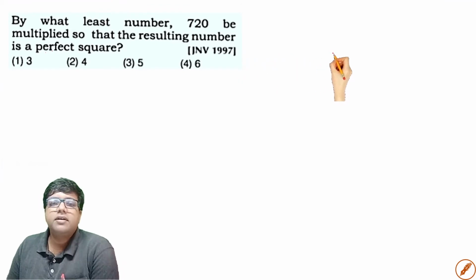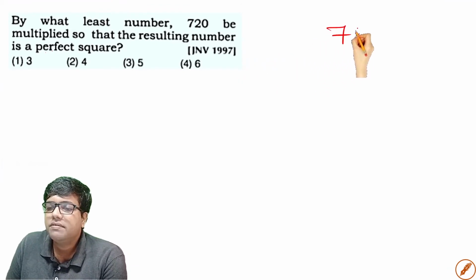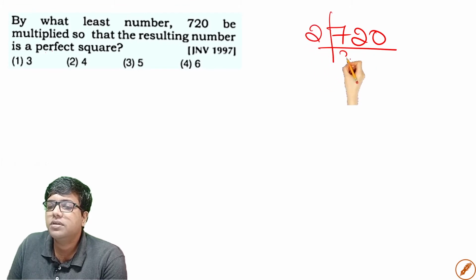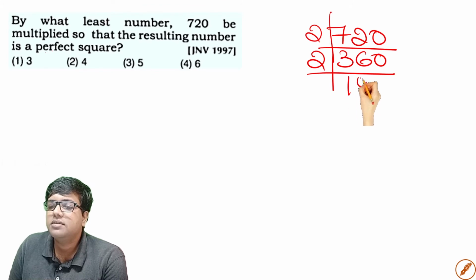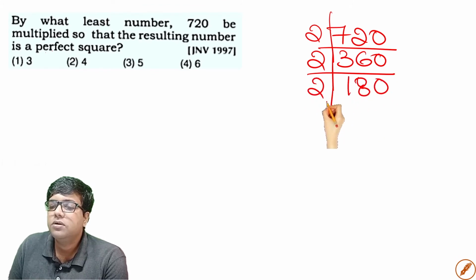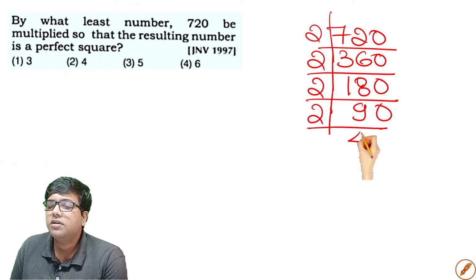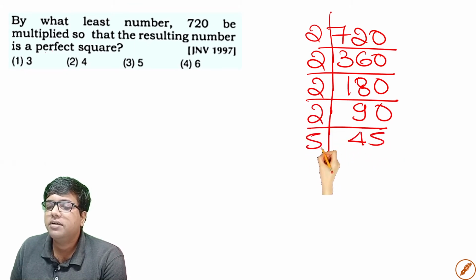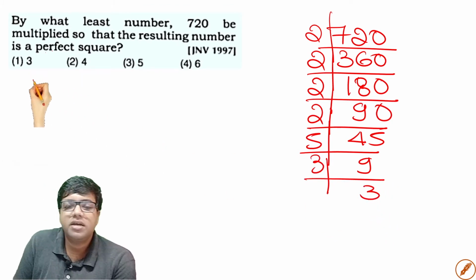So let's prime factorize 720, and let's do the prime factorization. 2 3s are 6, 2 6s are 12, and 1 0. 2 18s are 16, and 1 0. 2 9s are 18, 1 0. 3 3s are 9. So we got all the prime numbers.